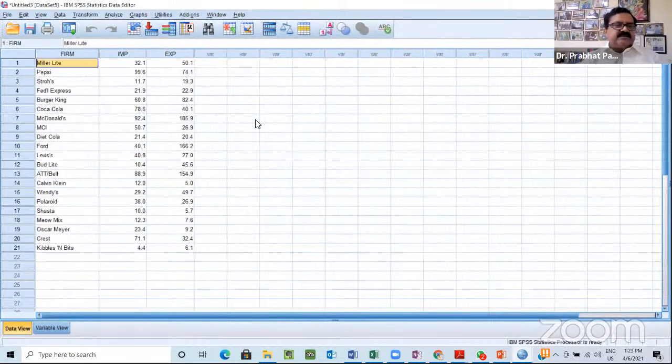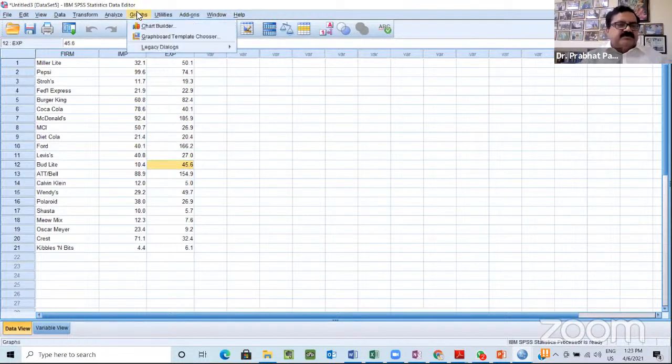So this data has been imported from the Excel file. So you can see here, you can directly import the data from an Excel file. So what is this data? The data is about various companies. Here you can see McDonald's, Coca-Cola, Pepsi, and then the data for the impression of advertisement captured in the survey. And this is the expenditure that has been done by the company.